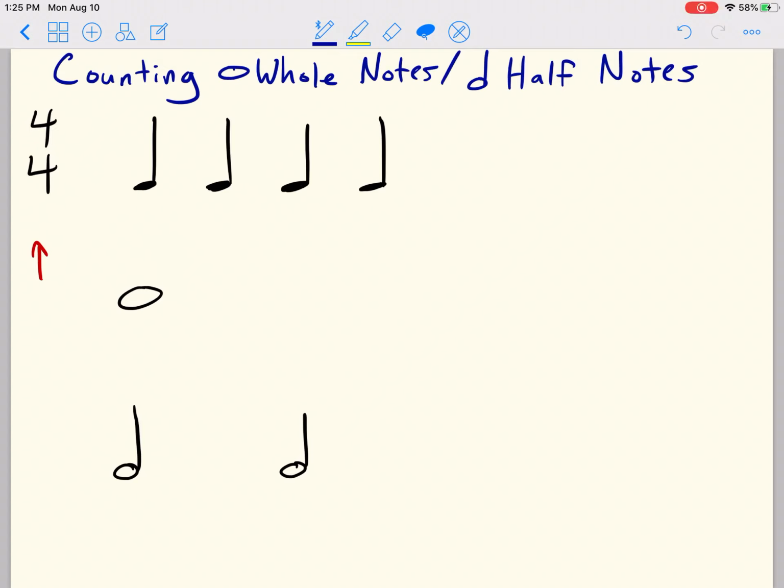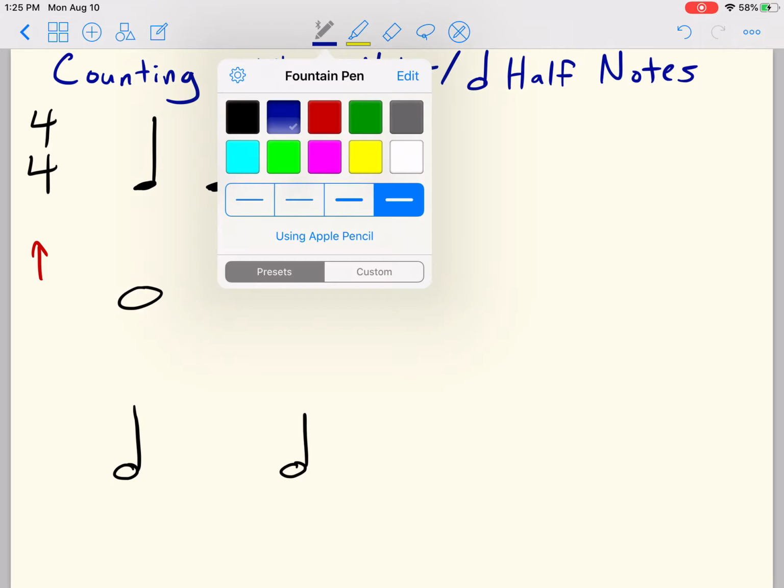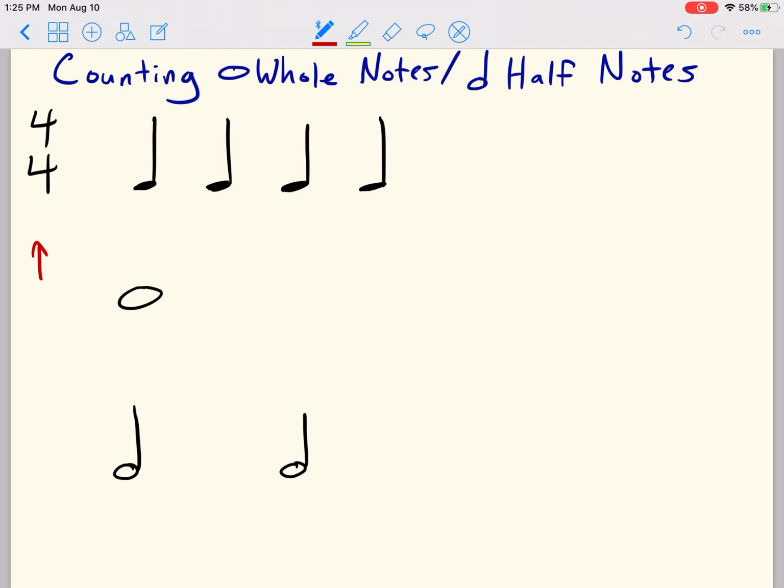In this video, we're going to cover counting whole notes and half notes. Before we get to those, I want to review counting quarter notes, which is what we went over in a previous video. So in one measure of 4/4 time, I'm going to go ahead and go on to the downbeat over here in all of these measures.